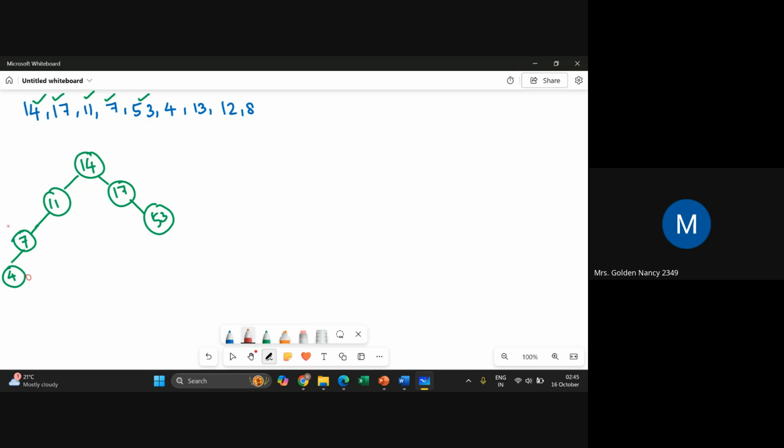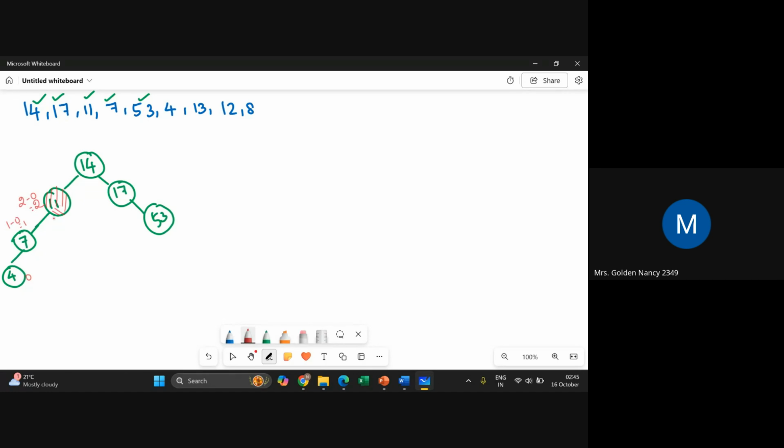For 7, you have 1 minus 0 is equal to 1. For 11, you have 2 minus 0 is 2. So here the balance factor is violated. If your balance factor is violated for a particular node, don't go after that. Don't check for 14. First you solve the balance factor problem, then you go above. So the balance factor is violated for the node 11.